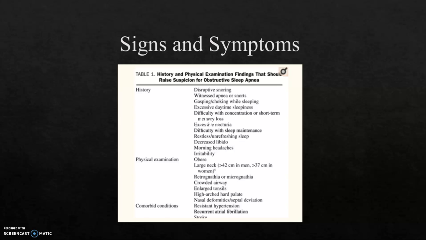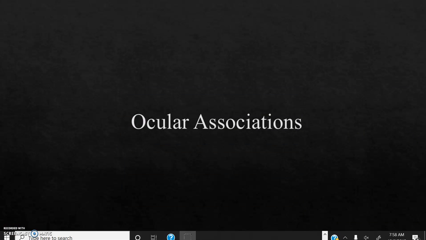Associations with this condition, as mentioned, include obesity, larger necks, crowded airways and tonsils, high arched palates, and this lack of oxygen in the airway may also lead to hypoxia, which can lead to increased risk for artery disease, heart failure, and stroke, amongst other complications. Now we will explore some of the ocular associations related to obstructive sleep apnea, but not necessarily caused by it.